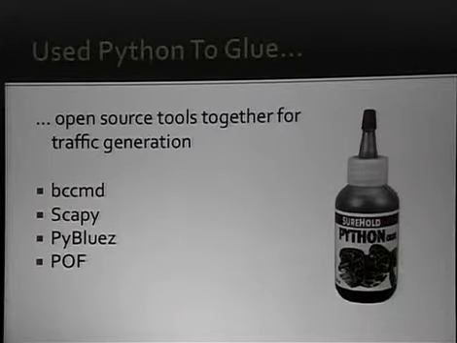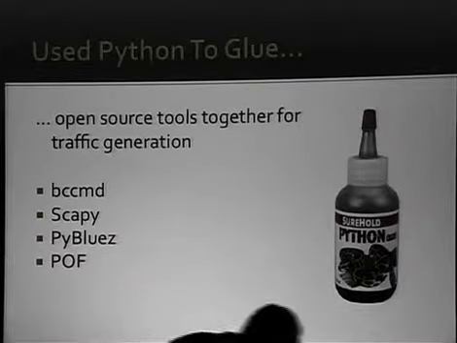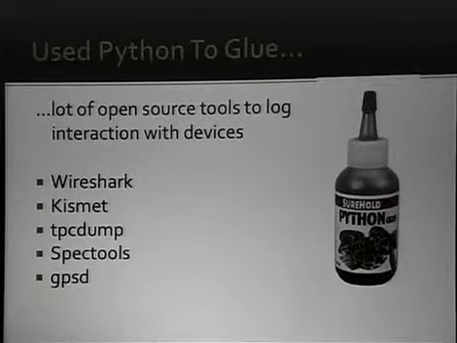And then, to do traffic generation, there's a lot of great things out there. Scapy and PyBluez, and again, P0F does traffic generation for us as well. And then logging is vital in this because we want to discover what's happening, what's being sent to those devices. And so tools like Wireshark and Kismet and tcpdump and spectools and GPSD will all monitor different aspects of what we want to log.